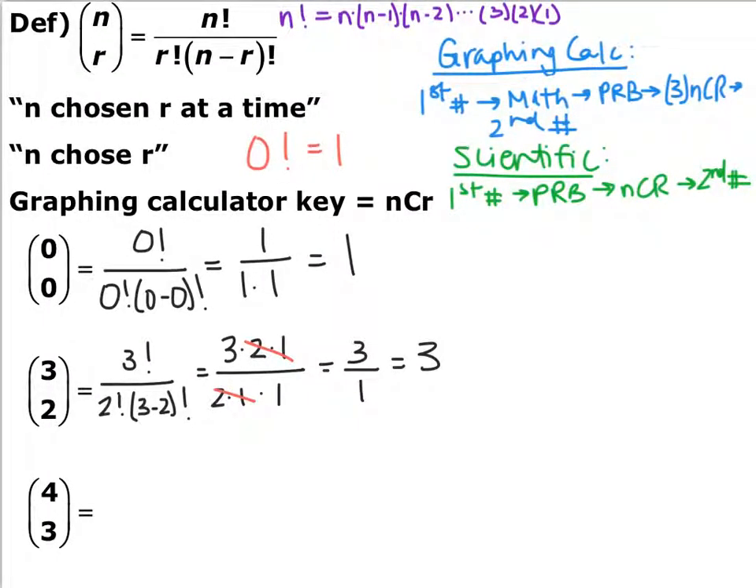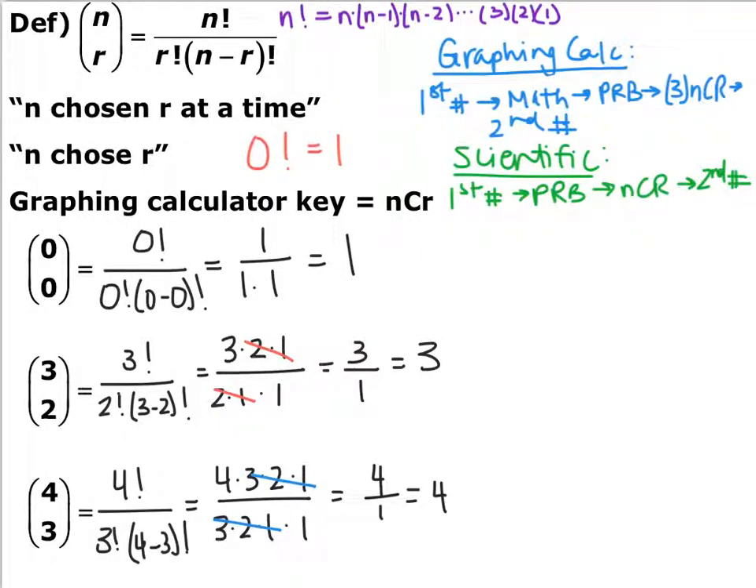So go ahead and pause the video and do 4 choose 3, either using your calculator or by just setting up the factorials. So on this one, you have 4 factorial divided by 3 factorial times 4 minus 3 factorial. So 4 factorial is 4 times 3 times 2 times 1. 3 factorial is 3 times 2 times 1. 1 factorial is just 1. So the 3 times 2 times 1 cancel. You end up with 4 divided by 1, or just 4.